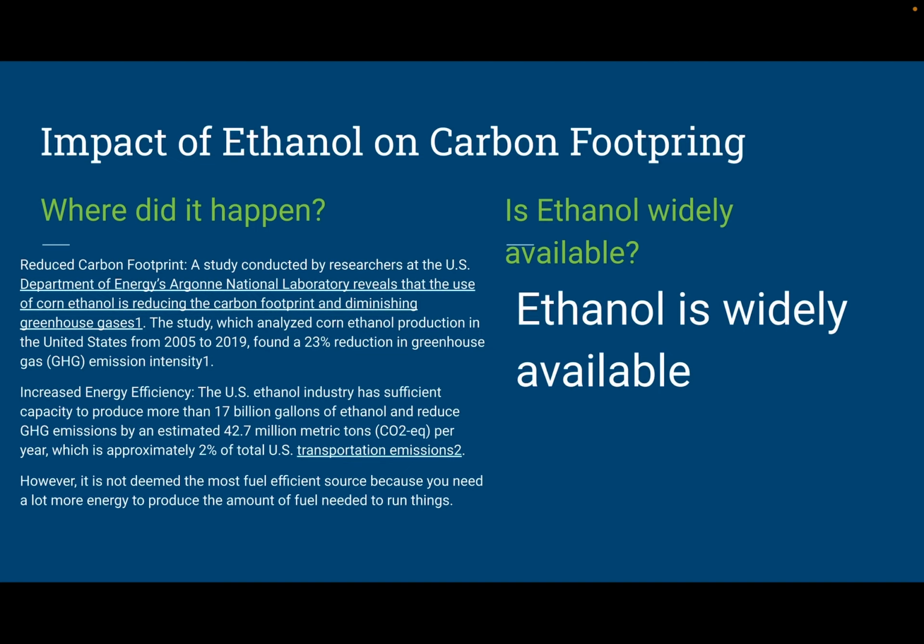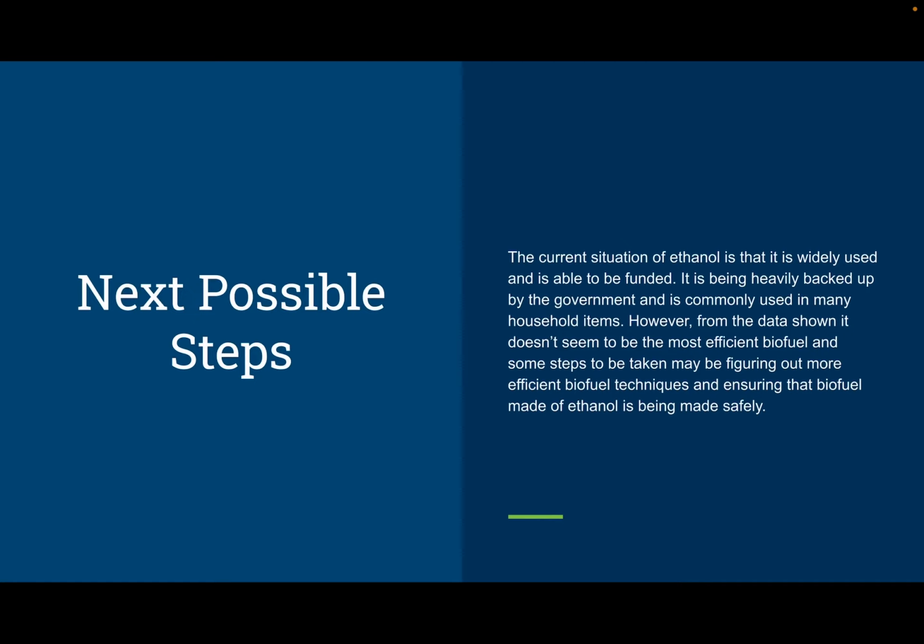Lastly, the next possible steps. The current situation of ethanol is that it is widely used and is able to be funded. It is being heavily backed by the government and is commonly used in many household items. However, from the data shown, it doesn't seem to be the most efficient biofuel, and some steps to be taken may be figuring out more efficient biofuel techniques and ensuring that biofuel made of ethanol is being made safely.